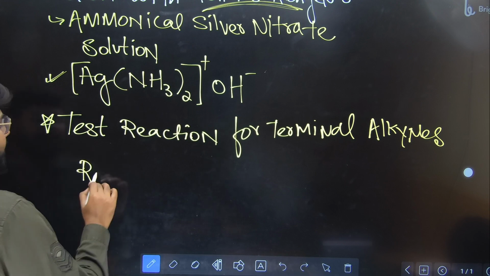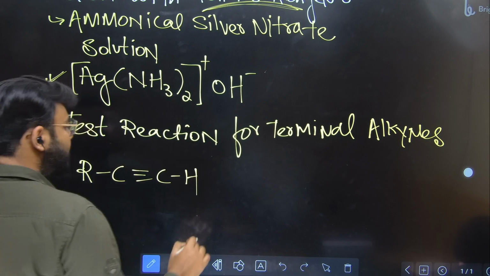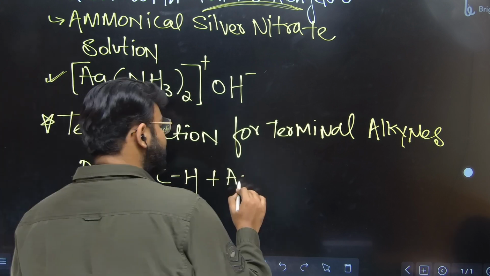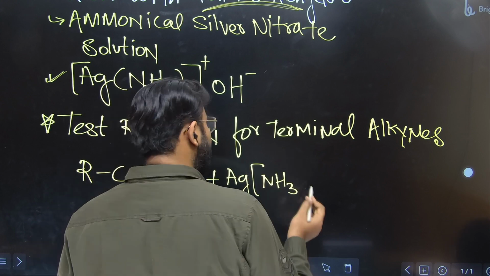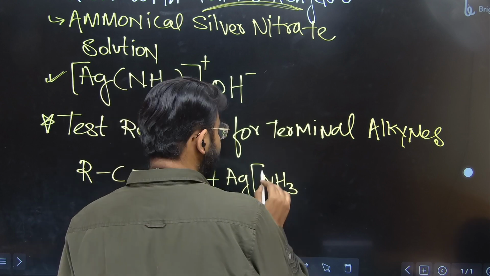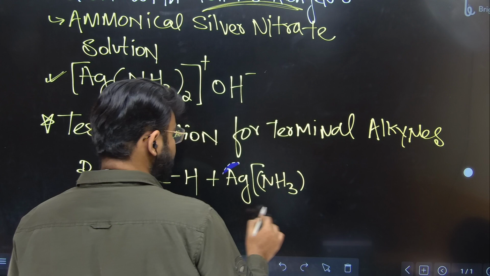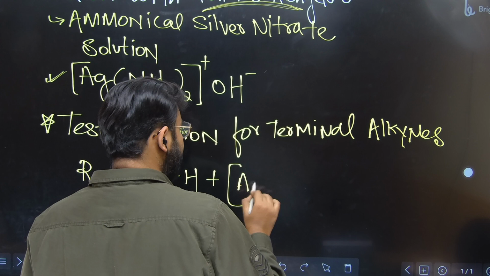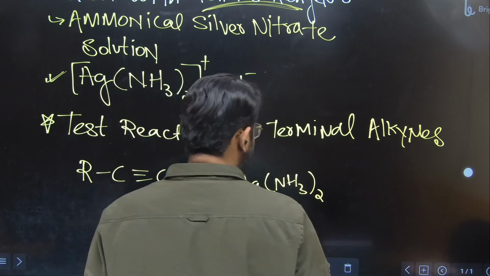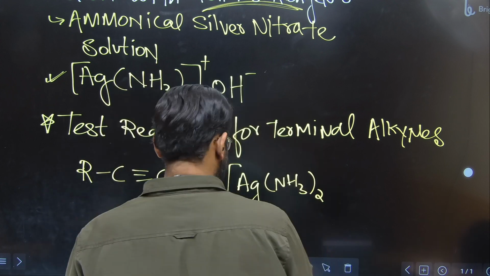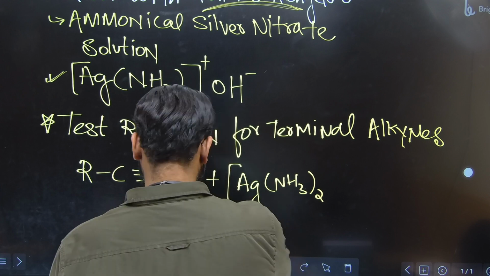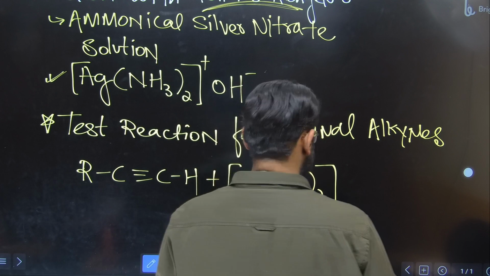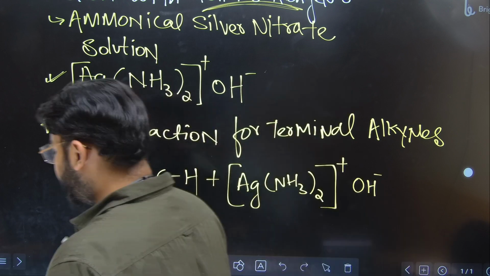Now see the reaction, how the reaction will take place. When we take a terminal alkyne, this is the acidic hydrogen, right? And when we have a reaction with this plus Ag, you need to remember the formula, NH3 whole twice, and after that you have plus and OH minus. Guys, this is the reaction.